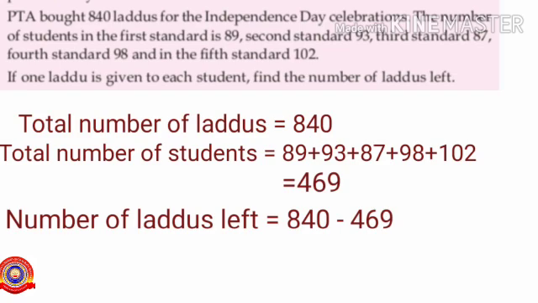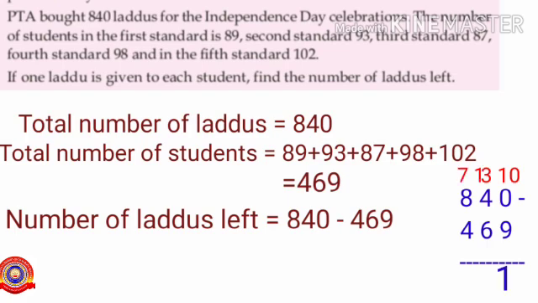For that, we have to subtract 469 from 840. Children, you know we can't subtract 9 from 0. So, we have to borrow 1 from 4. Then 0 becomes 10 and 4 becomes 3. 10 minus 9, 1. Then 3 becomes 13 and 8 becomes 7. 13 minus 6, yes, 7. 7 minus 4, 3. So, number of laddus left 371.